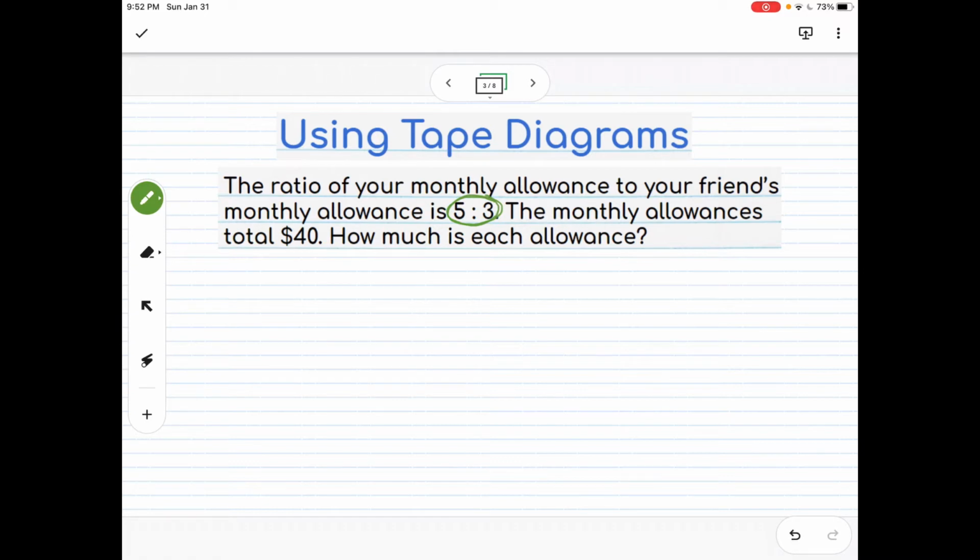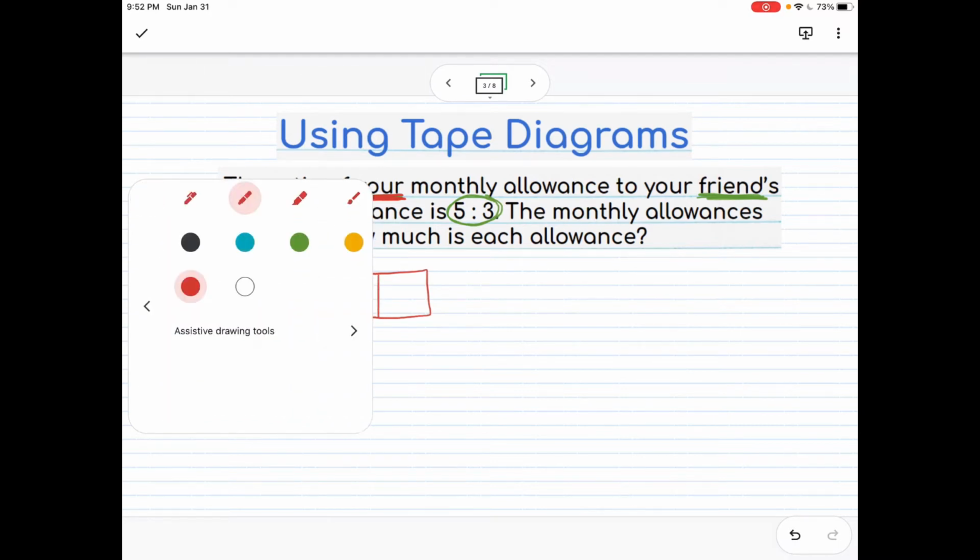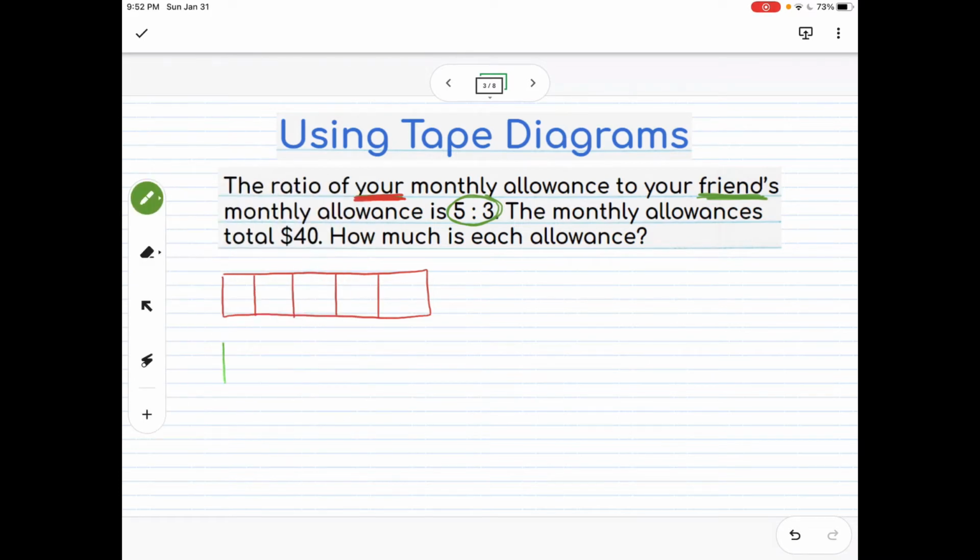And remember when I talked about the order mattering? In this case, how do we know which one's our friend's and which one is our monthly allowance? It just goes in the order as it's stated in the problem. So in this case, it says the ratio of your monthly allowance to your friend's is 5 to 3. That means yours would be 5. And I am going to represent yours in red. So I'm just going to draw a little diagram with 1, 2, 3, 4, 5 boxes. And then our friend's is 3.